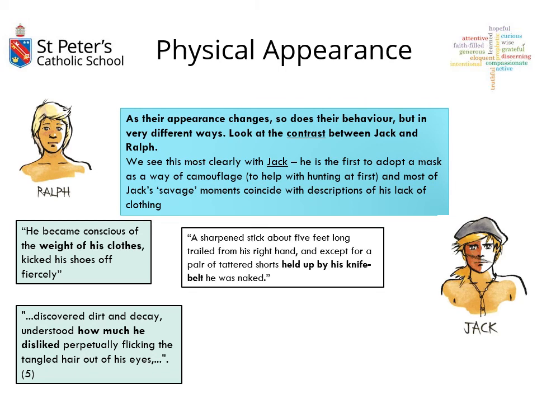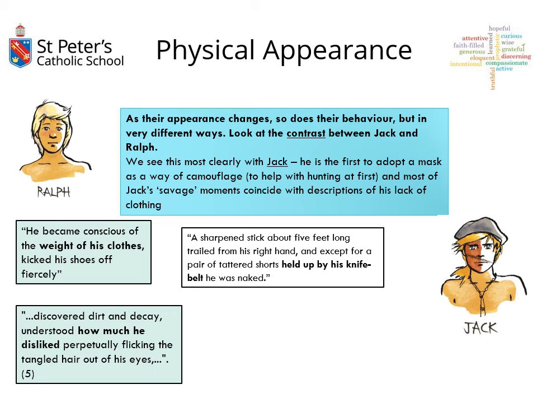We'll have a look at those first. So we've got a sharpened stick about 5 feet long trailed from his right hand, and except for a pair of tattered shorts held up by his knife belt, he was naked. So we see that from chapter 3, very, very soon after he arrives in those black, long choir robes. We see him fully embracing the environment around him and fully embracing this change to his physical appearance.